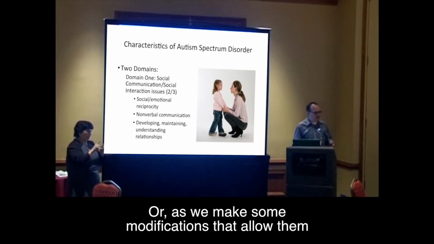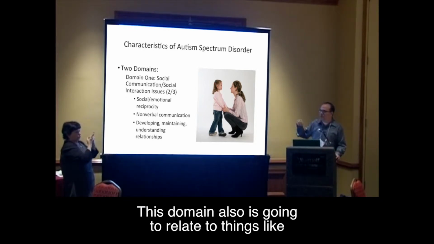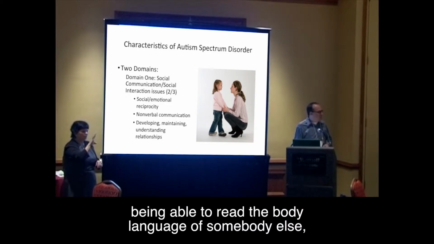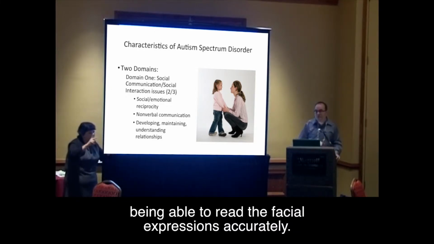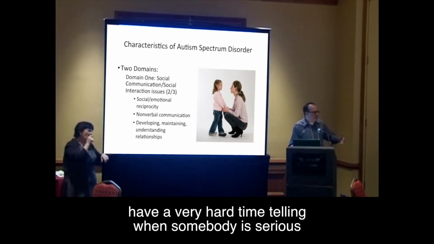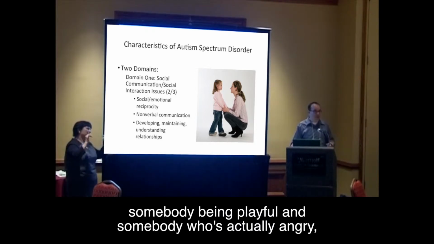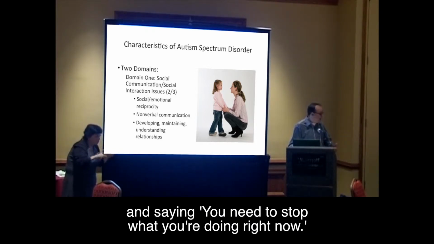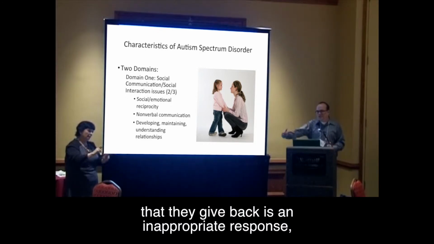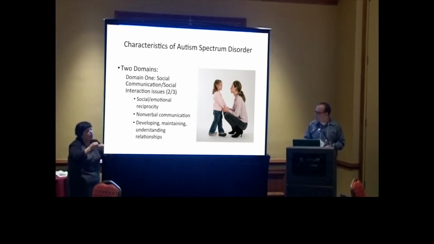Or, as we make some modifications that allow them to communicate better as well. This domain also is going to relate to things like awareness of nonverbal cues and signals, being able to read the body language of somebody else, being able to read the facial expressions accurately. I find that a lot of the children that I work with on the spectrum have a very hard time telling when somebody is serious and when somebody's joking, or have a very hard time telling the difference between somebody being playful and somebody who's actually angry and saying, you need to stop what you're doing right now. Those kinds of things are challenging for them to read. And so because of that, sometimes the response that they give back is an inappropriate response for the context and begins to cause them more difficulties.